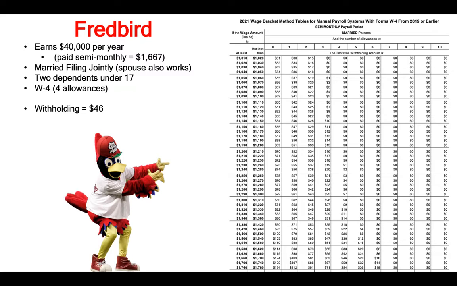For our situation, he's earning $1,667. Down toward the bottom, we have at least $1,660 but less than $1,700. So this is the row we need to be in. And we know from his W-4 that he selected 4 allowances, which means we're going to go to column 4 in terms of the number of allowances. And we see here that it suggests that we withhold $46.